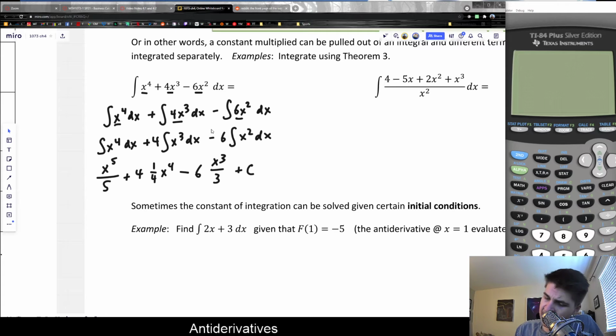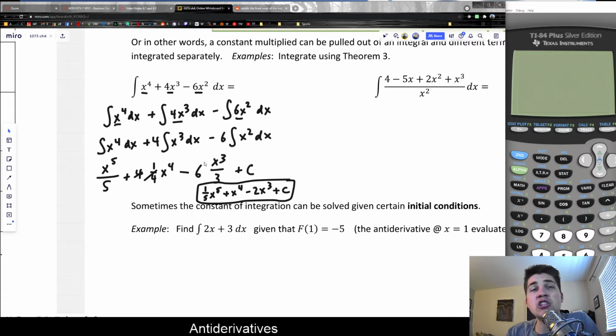And of course I could clean this up because 1/4 divided by 4, that will just cancel and leave me with just 1. And 6 divided by 3 is 2. So I would have 1/5 times x to the 5 plus x to the 4th minus 2x cubed plus c, and this would be my simplified antiderivative.